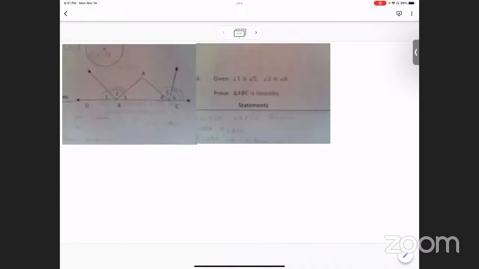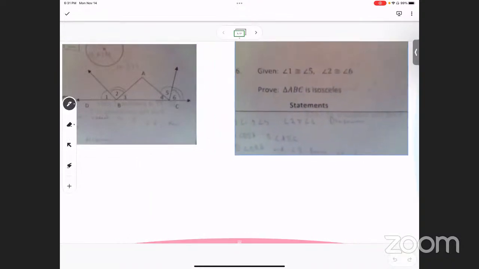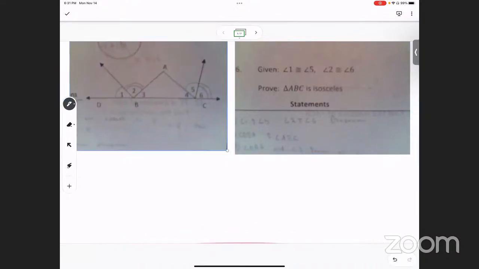Got it. Okay. I'm just going to run through them, okay? So are they want us to do proofs here? Yeah. Okay. So given that angles 1 and 5 are congruent, and 2 and 6 are congruent, prove that ABC is an isosceles triangle.